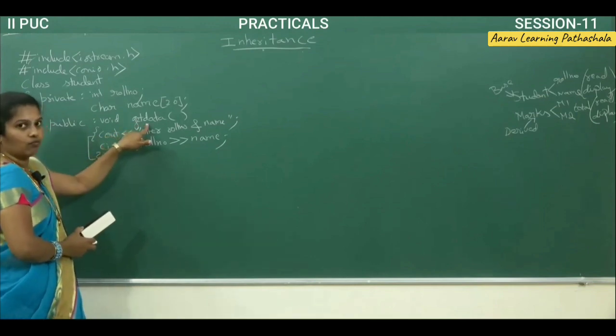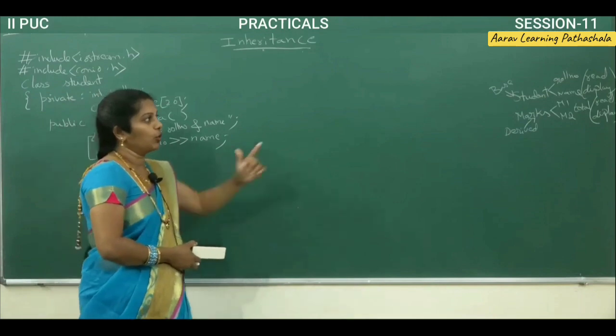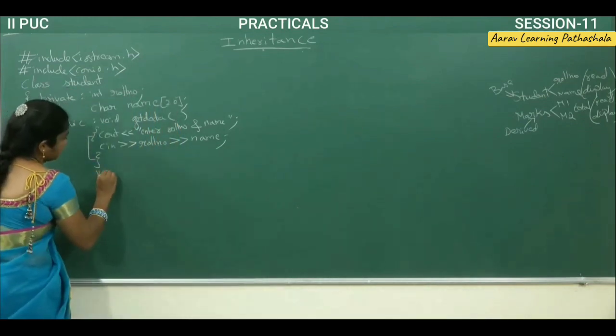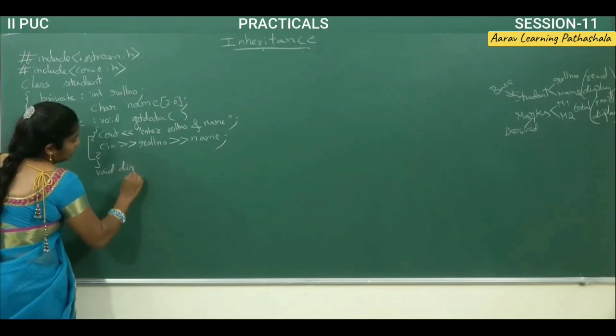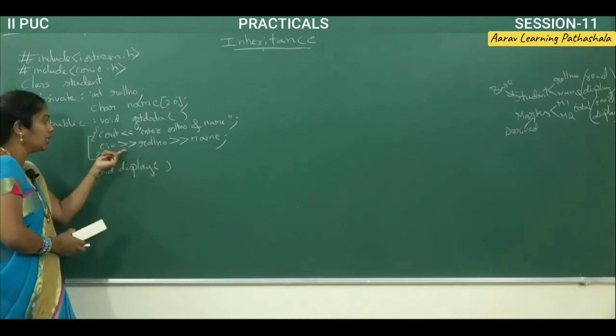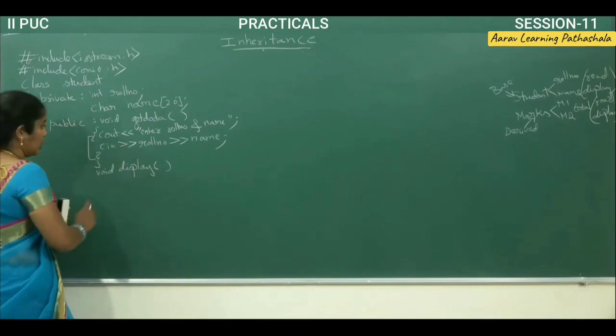This is the getdata function. Here I open it and here I close it. What is the next thing I want to do? I want to display these two values. Then void display function. Void display function. Here I just input the display function. Next, what I want to do? I want to display these two values.